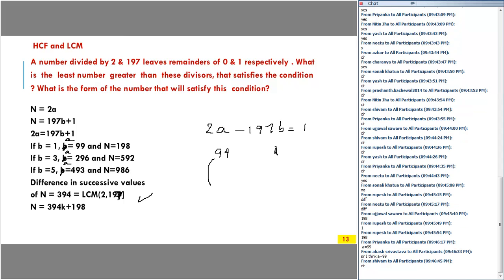So this will increase by 197. This will increase by 2. Are we clear? How many are clear with this?